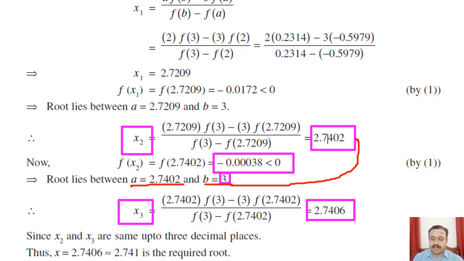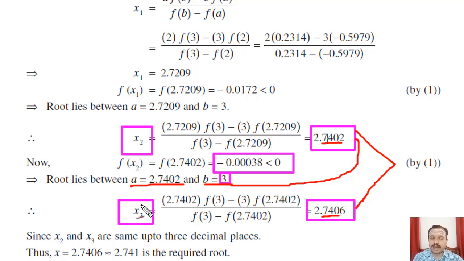Our observation is that up to 3 places of decimal, that is 2.740, and here also it is 2.740. So correct to 3 decimal places we got the answer. That is, we got the root correct to 3 decimal places. Up to 3 decimal places, the two consecutive answers are the same. Therefore, we can say that the value which we obtain at the third iteration is the desired solution.